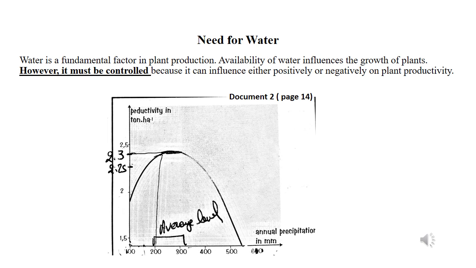Then the productivity decreases gradually to reach its minimum, 1.4 ton per hectare, with the increase of annual precipitation till 550 millimeters. I conclude that low and high levels of water affect negatively the productivity of crops, while the average level leads to the best productivity.